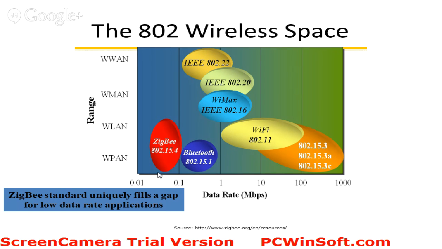Low data rate applications, 0.01 Mbps to 0.1 Mbps. There was no such standard, and this is how ZigBee was thought of. ZigBee uniquely fills a gap for low data rate applications, which require a very low data rate and low latency times.